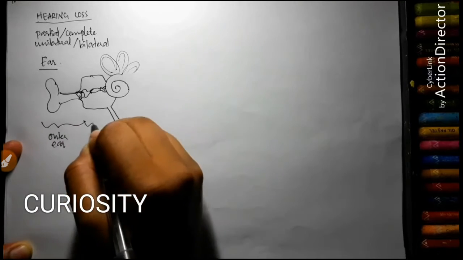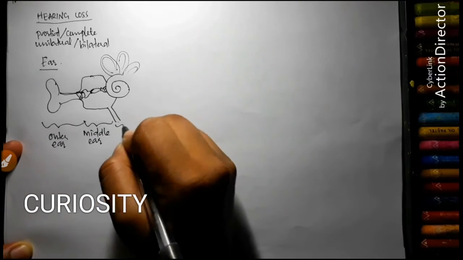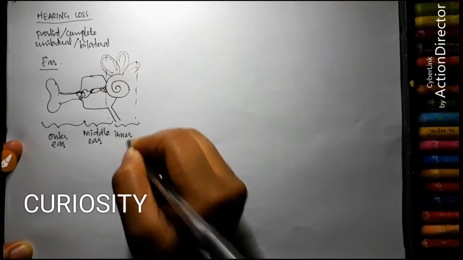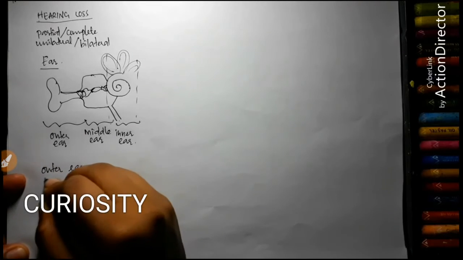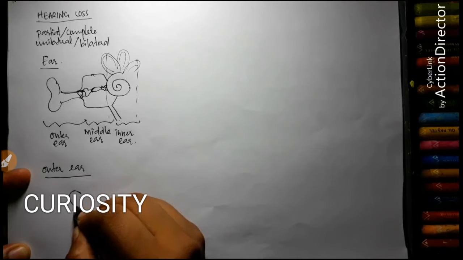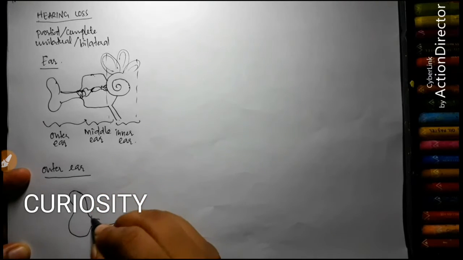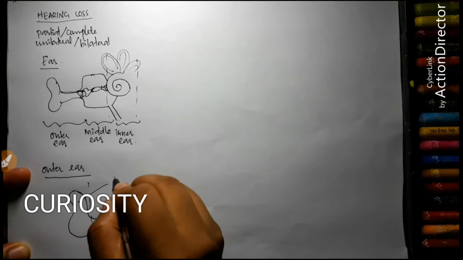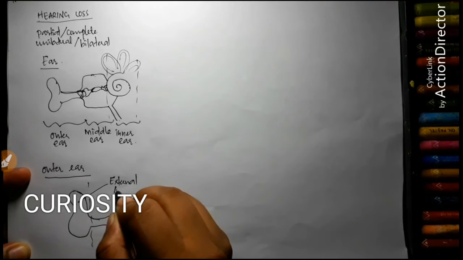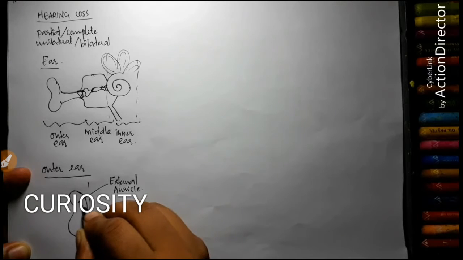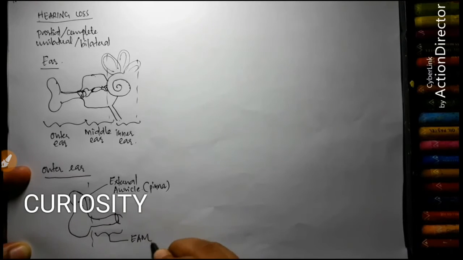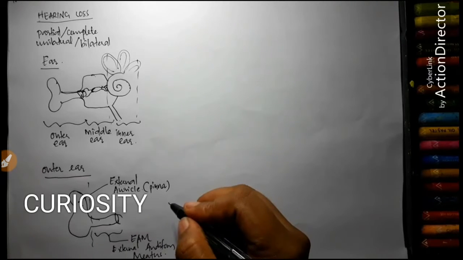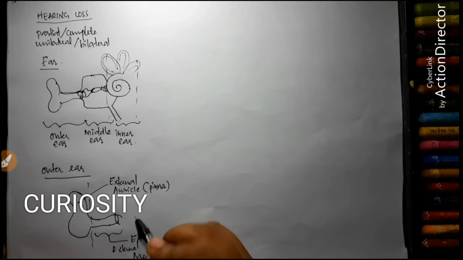So this part is the outer ear, this is the middle ear, and this is the inner ear. If we take the outer ear in detail, it has two parts. The outer ear has functions like protection as well as transmitting sound energy to the middle ear. This is called the external auricle or auricula externa, usually called the pinna. This is the external auditory meatus, the ear canal. Just after the ear canal comes the tympanic membrane.